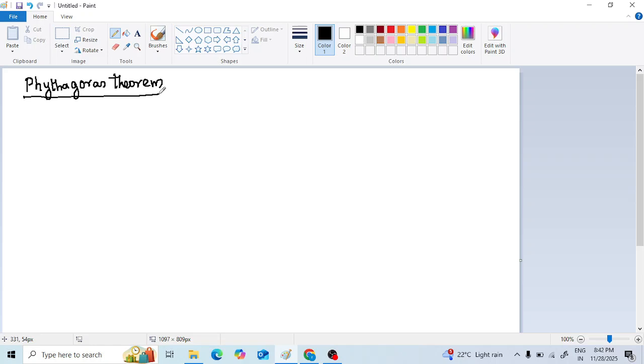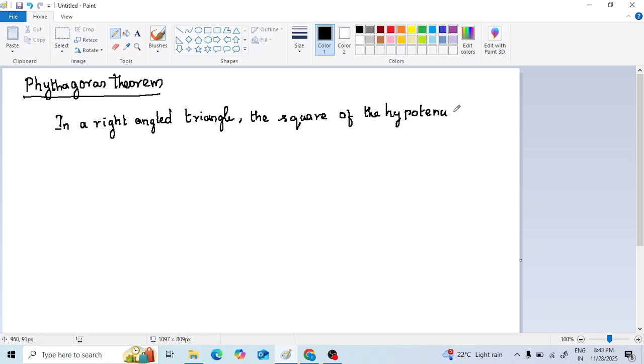So first let us see the statement of this theorem. In a right angled triangle, the square of the hypotenuse is equal to the sum of squares of the other two sides.